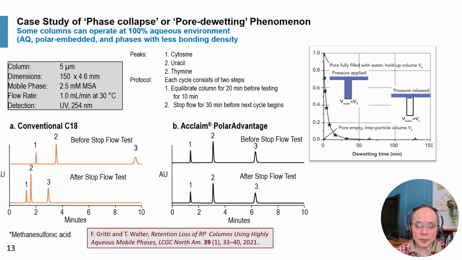Now, some of the polar embedded columns will not face anything called phase collapse. There is some additional research from Waters Corporation by Grumbach and Tom Walter, published on this phenomenon. And they believe that rather than phase collapse, the phenomenon should be better described as something called pore dewetting, shown in this schematic here.